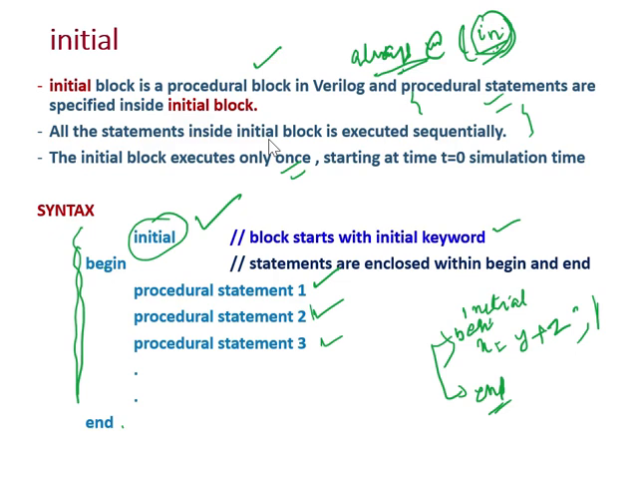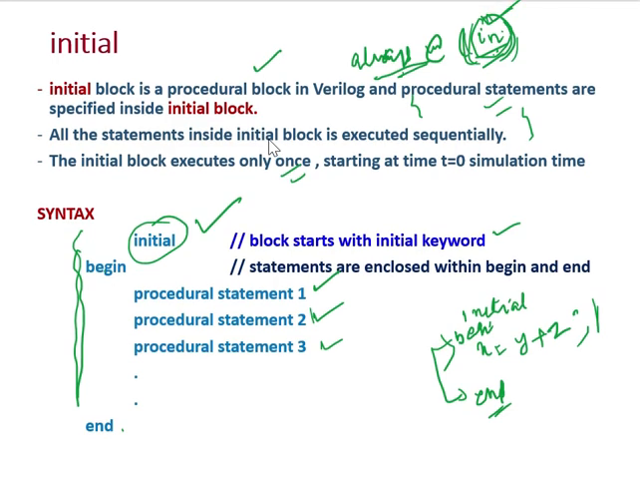Whenever the sensitivity list condition is satisfied, whatever is written inside the sensitivity list, then the always block is activated and whatever is written inside the always block is evaluated. But for the initial block, you have to remember, sometimes during interviews they ask what is the difference between always and initial. What you have to remember is that an initial block executes only once and it starts at time t equal to 0, and all the statements inside it are executed sequentially.